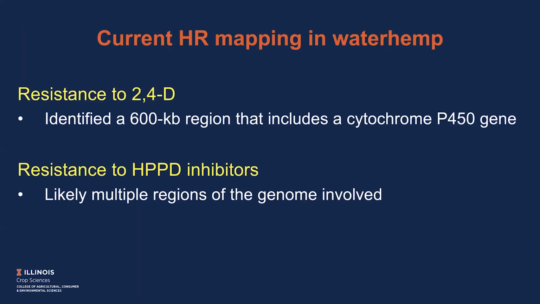So we're currently actually using genetic mapping to identify herbicide resistant genes in water hemp. In terms of 2,4-D resistance, we've actually identified a relatively small region of the genome that includes a particular cytochrome P450 gene that potentially could be involved. And so we're now narrowing down that region of the genome to see if that particular gene really is responsible. We're also using genetic mapping to identify genes involved in HPPD resistance. This is proving to be more challenging. It looks like resistance to HPPD inhibitors is conferred by multiple genes, or several genes may be involved, and so you have to do the genetic mapping for these multiple genes that could be involved.